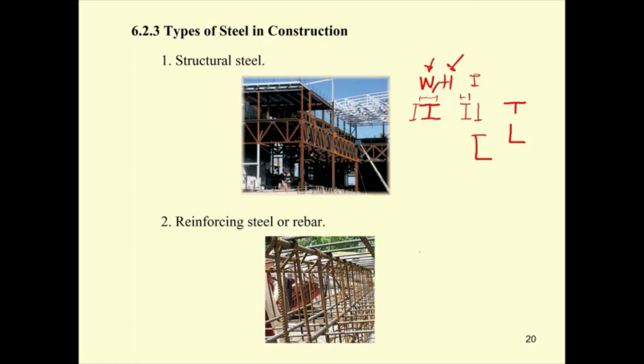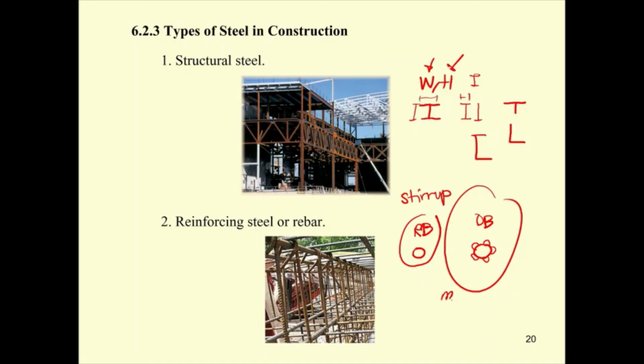For the reinforcing steel or rebar, we have this, the RB, and another one, which has this kind of pattern to increase the bond between the steel and the concrete. We call it deformed bar. RB is usually used for the stirrup, and the DB is usually used for the main reinforcement.